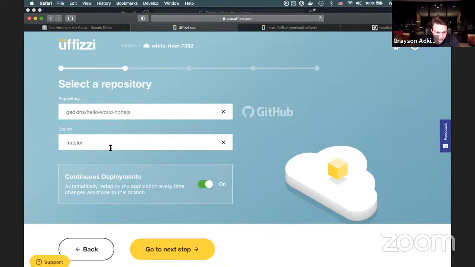I can choose a different branch if I wanted to. Continuous deployment is turned on, so this will let Uffizzi automatically redeploy my app every time changes are made to this branch. So we can sit there and watch it, and we'll trigger a redeploy if I'm pushing new changes.